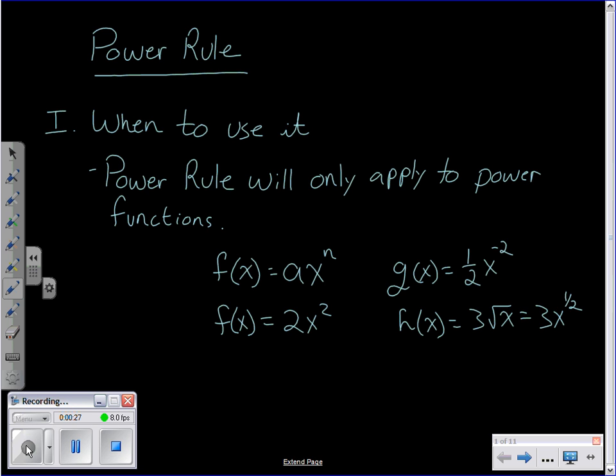So this could be things like g of x equals 1/2 times x to the negative second power, f of x equals 2x squared, or h of x equals 3 times the square root of x, which, keep in mind, you can rewrite radicals as fractional exponents. Take the value that x is being raised to and put it in the numerator, and whatever your root is goes in the bottom. Keep in mind exponents are like trees, the root goes in the bottom. So you could rewrite 3 square root of x as 3 times x to the 1/2.